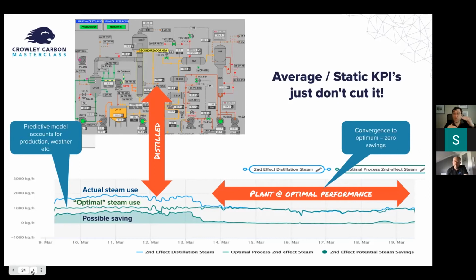And so then the user can actually see, look, this is where you're actually operating. This is where you think you could be operating. And this is how you close the gap. And you can see on the chart below, once we put that in the hands of the operator, they were able to close that gap up pretty effectively and start saving a significant amount of steam. So this isn't just theory. This is stuff that really works.